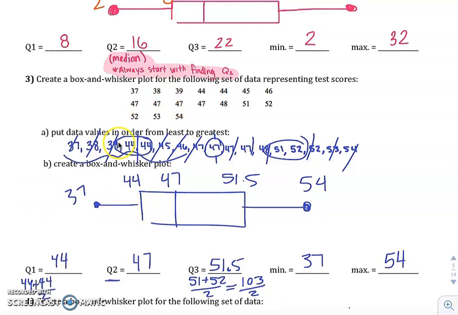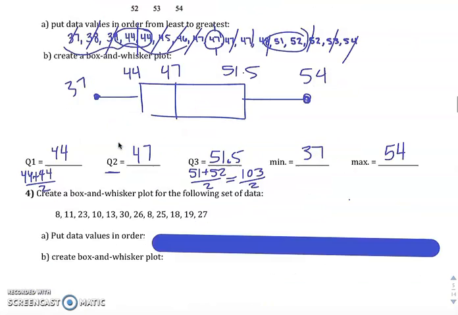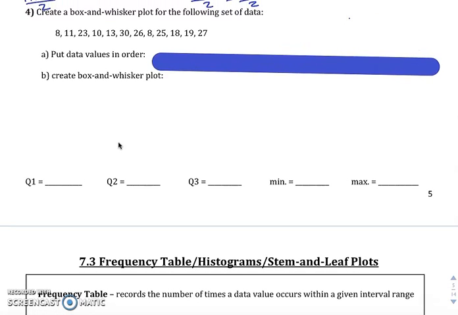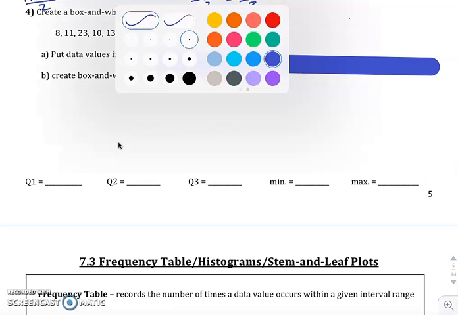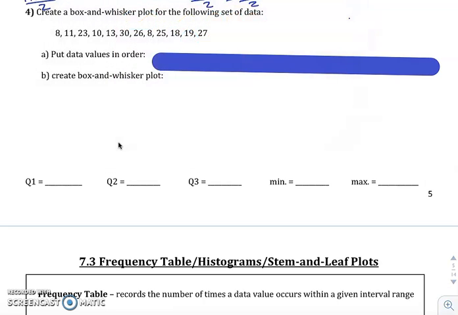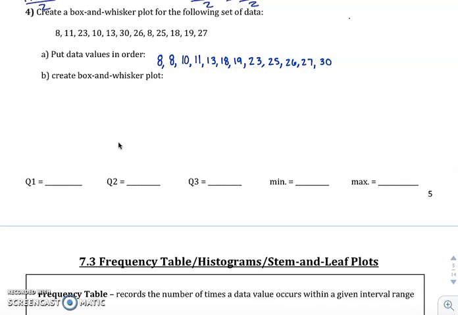So if we go down to number 4 here, it says create a box and whisker plot from your data values, and these are not in order, so you would need to put them in order. So I did that. So we've got 8, 8, 10, 11, 13, 18, 19, 23, 25, 26, 27, and 30. So min and max value is always super easy to just start with. So your min value will be 8, lowest value. Your greatest value is 30.